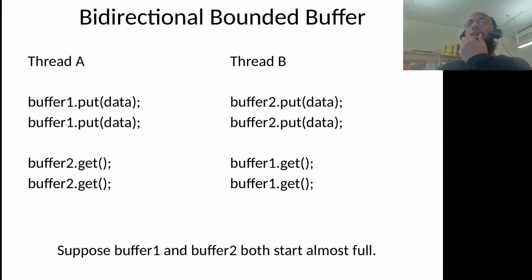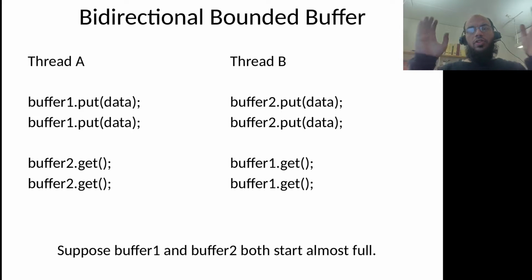But you can have it in a system like this. If you have a bidirectional bounded buffer, for example, so you don't see any threading here. Thread A tries to put data in buffer 1 and retrieve data from buffer 2. But in the beginning, it tries to put two pieces of data in buffer 1, while thread B tries to do the opposite. It tries to put data in buffer 2 and basically get data from buffer 1.